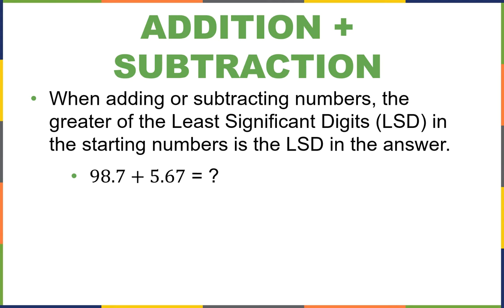Okay, addition, subtraction is a completely different rule. If I have 98.7 plus 5.67, how many significant digits in the first one? How many in the second one? How many in the answer?